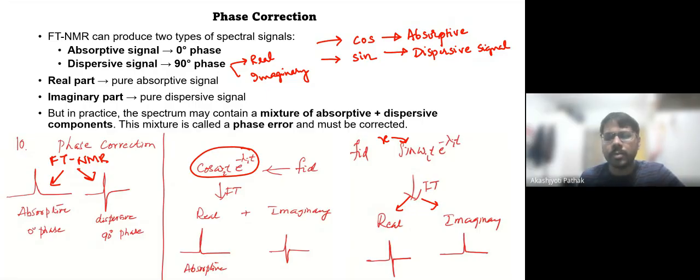Now, what happens is that each of the spectra, so the cosine function.